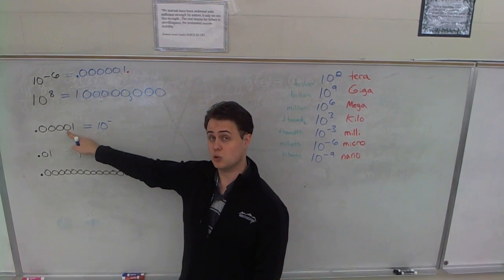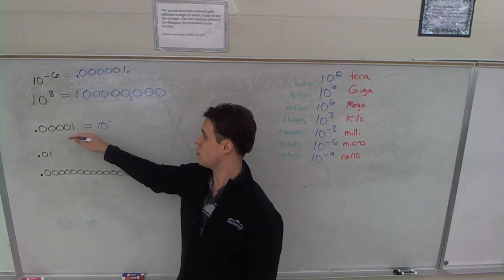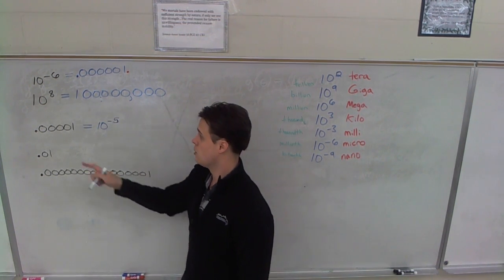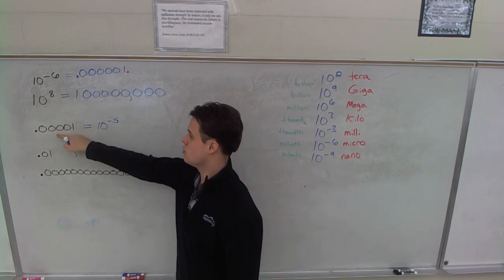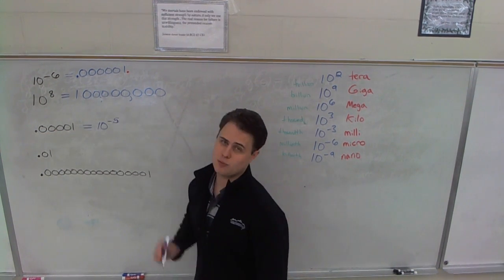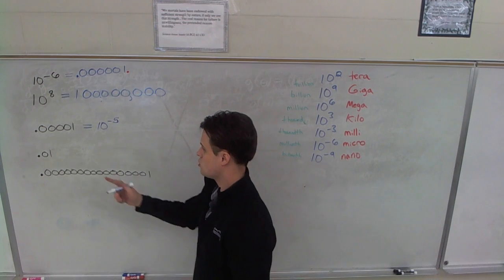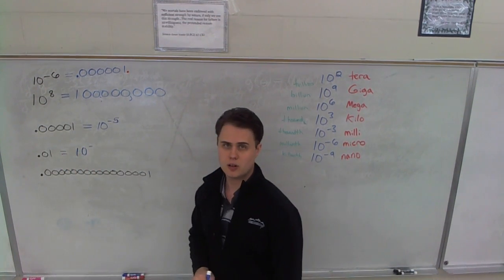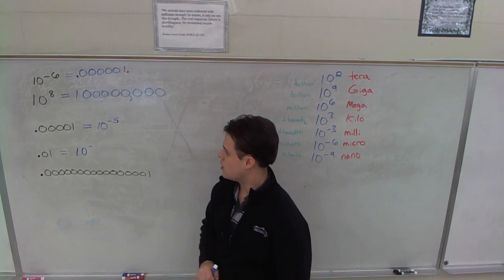So go back to the rule we just discussed, and 4 zeros means this is going to be 10 to the negative fifth power. You can check yourself. 1, 2, 3, 4, 5. There it is. Okay, so how about 0.01? That's also going to be a negative power, I think. So what negative power is that?